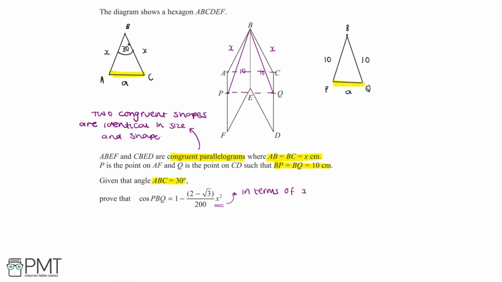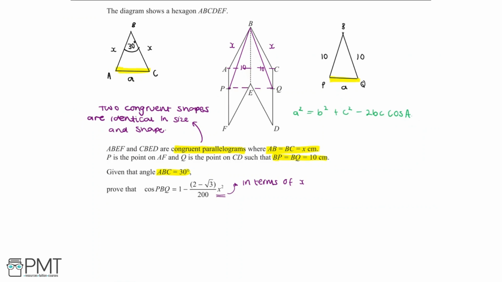And now since we need to prove that cos PBQ is equal to 1 minus (2 minus root 3) over 200 x squared, this suggests that we'll need to use cosine rule. And cosine rule is given by a squared equals b squared plus c squared minus 2bc cos A. So now let's take a look at finding a. Well, we don't have enough information in triangle BPQ, but we do have enough information in triangle ABC. So now let's apply cosine rule to triangle ABC.